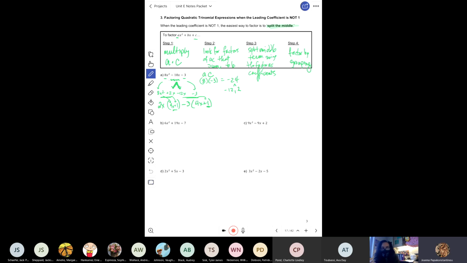Why? Because if we were to redistribute at the end of our problem, we need to get back that original problem. Now, I'm not done because I noticed that that one has a 4x plus 1 and this one has a 4x plus 1. So I can factor out 4x plus 1 and what's left over. There you go. And that is your final answer. If I were to FOIL that, I'd get back the original quadratic trinomial.